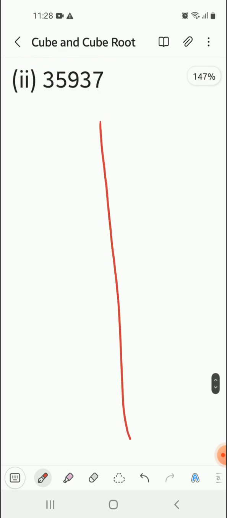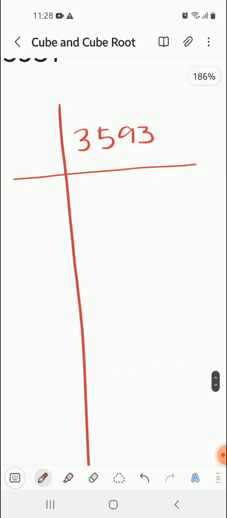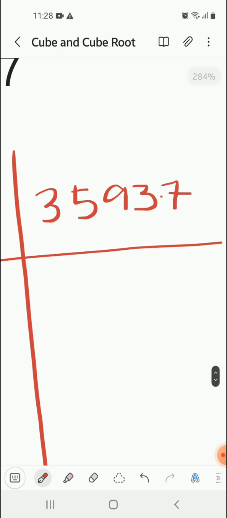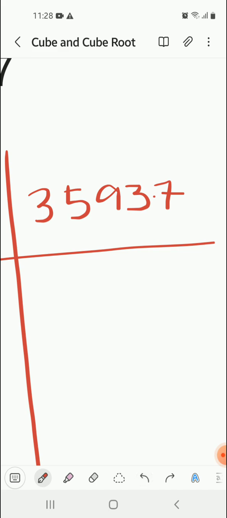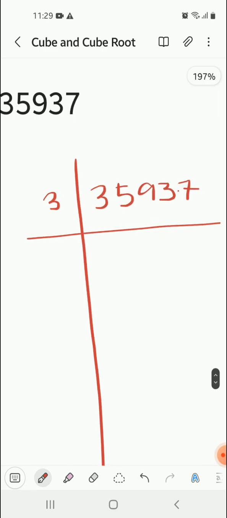See, we've got 35937. Again the same rule. 35937 ends with 7, which is not an even number, so it is not possible to divide the number by 2 for sure. So we'll move to 3. Find the sum of the digits: 3 plus 5 is 8, plus 9 is 17, plus 3 is 20, plus 7 is 27. Yes, it is possible, because 3 times 9 is 27. So it will definitely get divided by 3. So let's check.